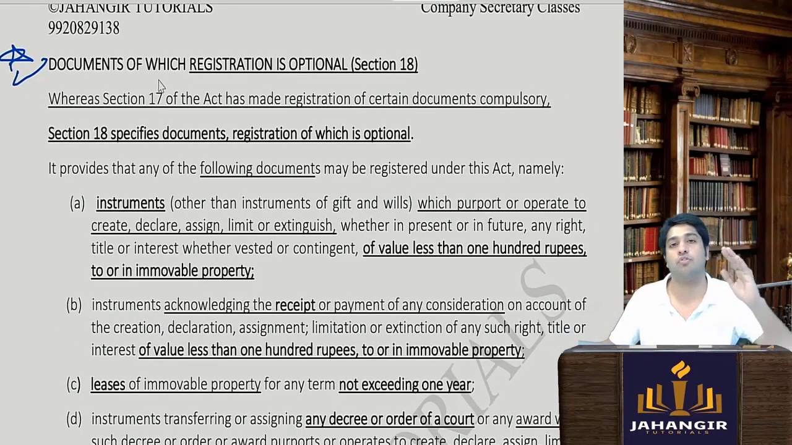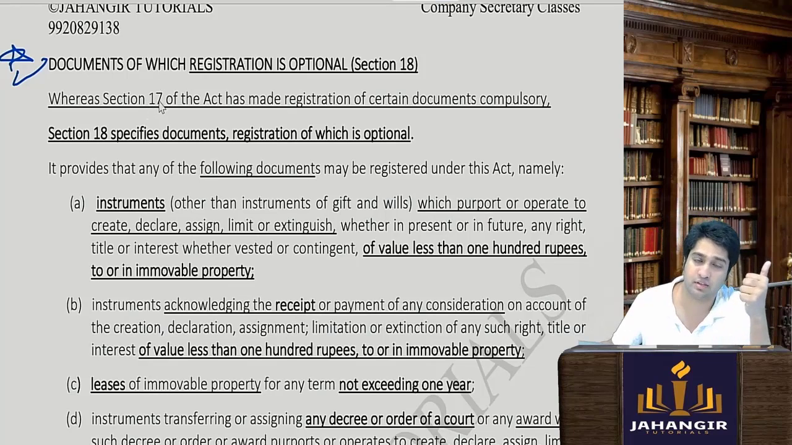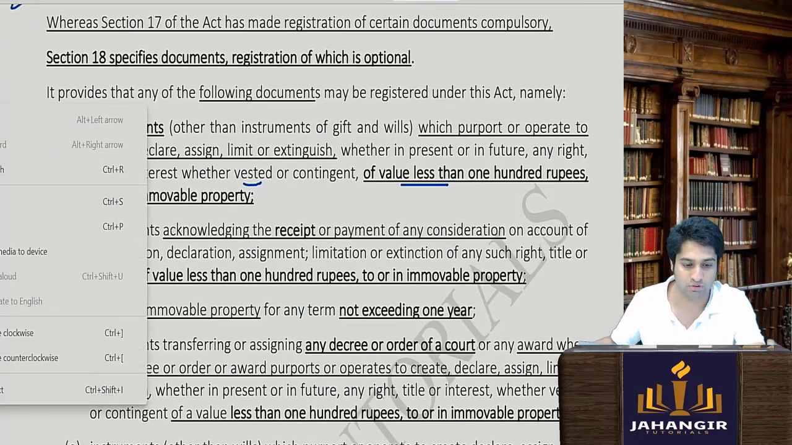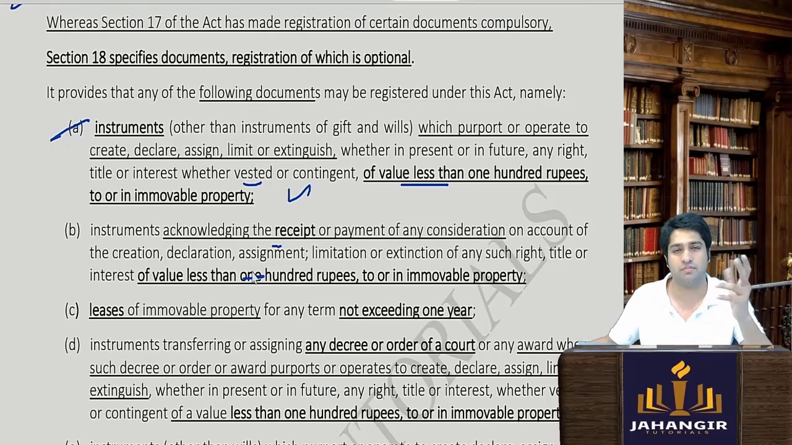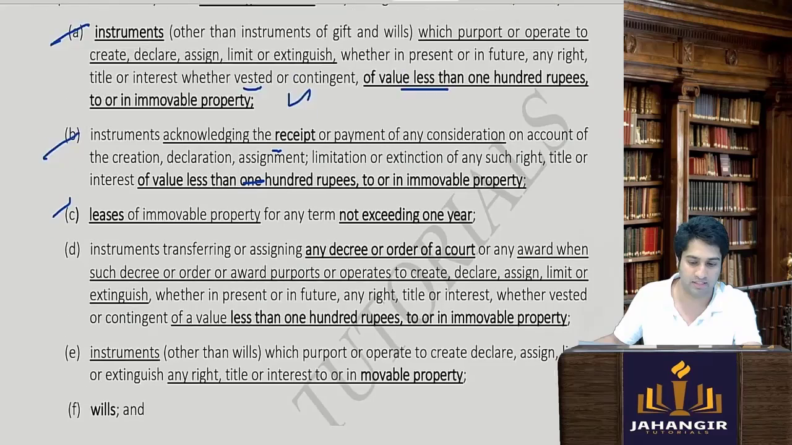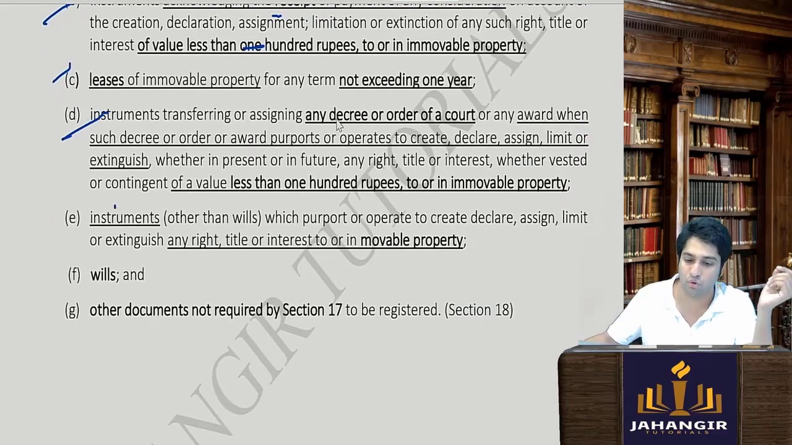जैसे हमने वहां पे देखा था 100 रुपीज और अपवर्ड्स का रजिस्ट्रेशन है कंपलसरी, तो that means below that value it is optional. So instruments which purport or operate to create, declare, assign, limit or extinguish any right, whether in present or in future, whether vested or contingent, of a value less than 100 rupees in immovable property. उसकी रिसीट भी अगर 100 रुपीज से कम है, receipt of that is also optional if the value of the property is not exceeding 100 rupees. Lease of less than 1 year, not exceeding 1 year. Decree of court transferring a property which is less than 100 rupees.